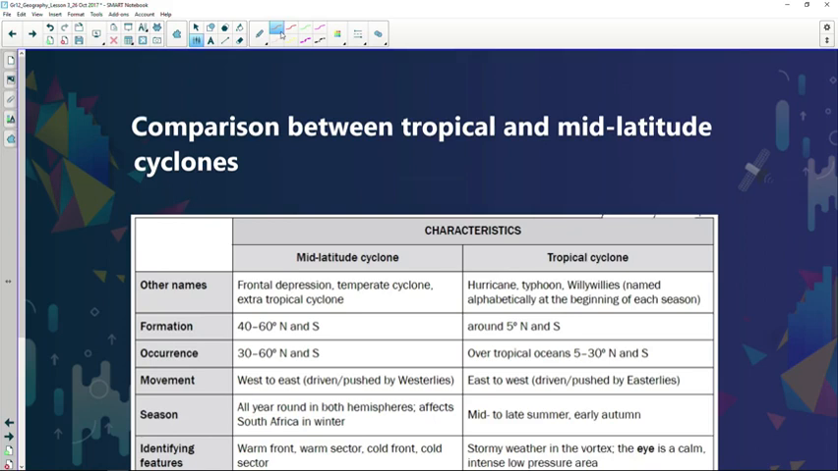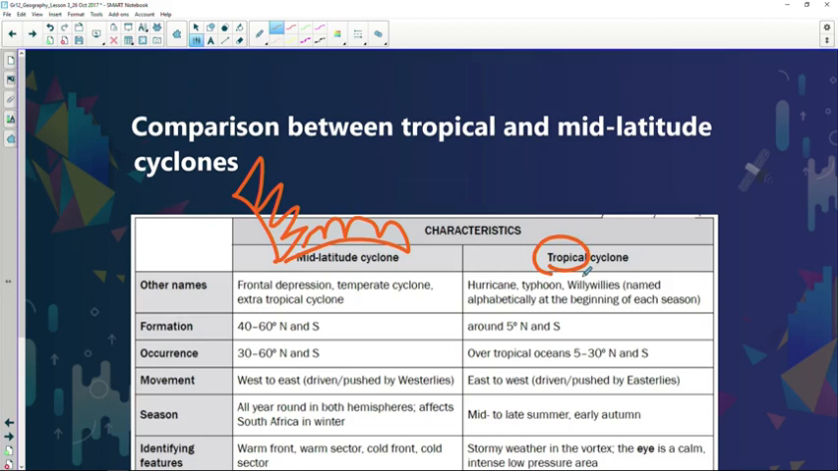Two components of a mid-latitude cyclone: it consists of a cold front and a warm front. And what does this cold front do? It catches up with the warm front and forces it to rise. A tropical cyclone, it's a low pressure system because it's a cyclone.